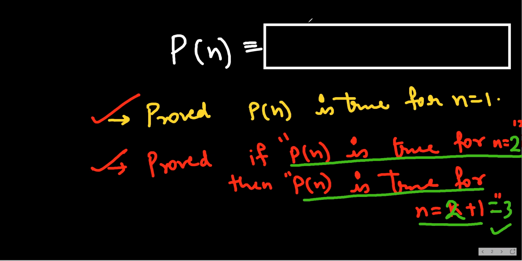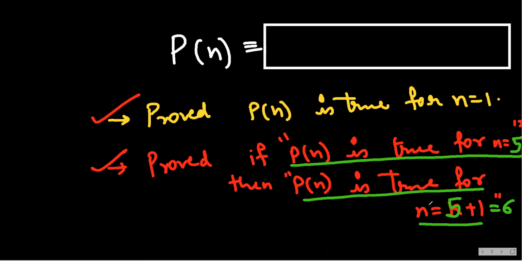Once again you apply. If P of n is true for n equals 3, then it is true for 3 plus 1, that is, P of n is true for n equals 4. Again you apply. If P of n is true for n equals 4, then it is true for n equals 4 plus 1. So you proved it is true for 5. Once again, since P of n is true for n equals 5, it is true for n equals 5 plus 1, that is 6. And now you can understand, this way you can prove for all natural numbers, and you have proved it.